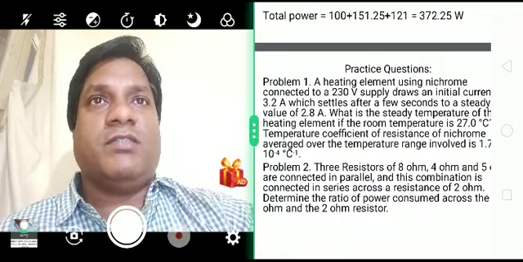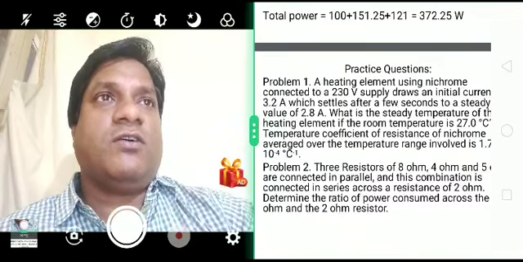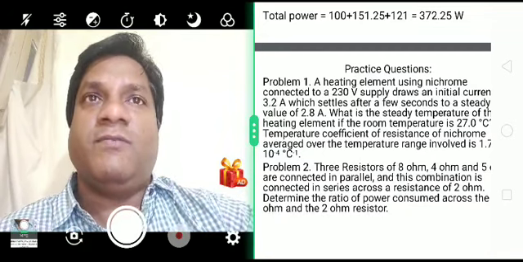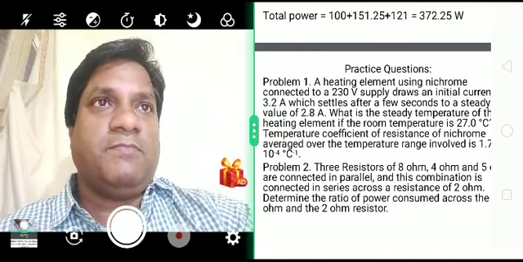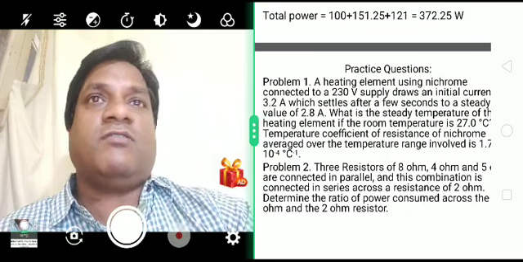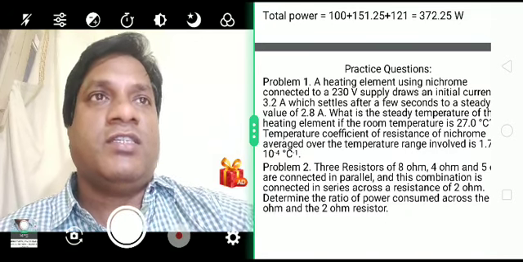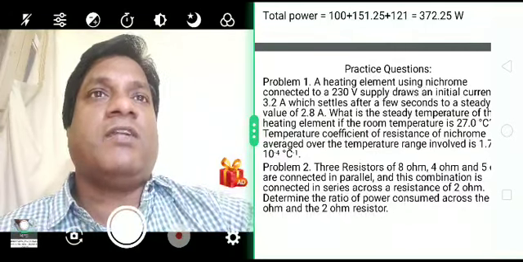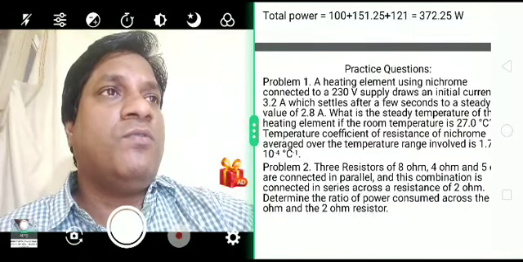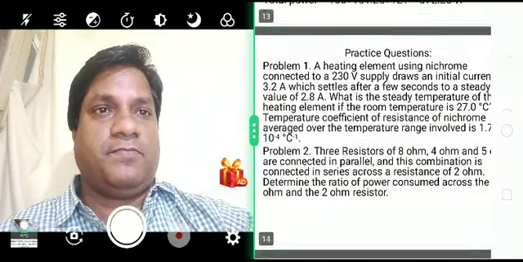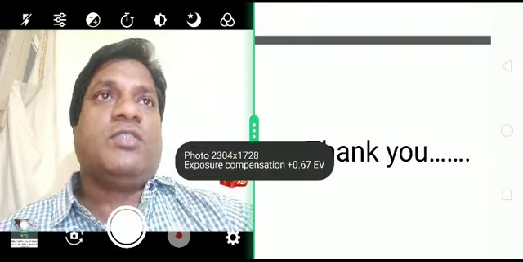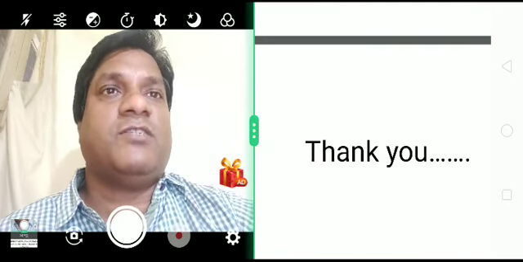The second problem is: three resistors of 8 ohm, 4 ohm and 5 ohm respectively are connected in parallel, and this combination is connected in series across a resistance of 2 ohm. Determine the ratio of power consumed across the 4 ohm and the 2 ohm resistor. So you try out those practice problems now.